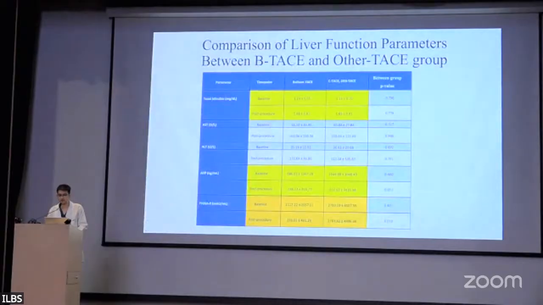Comparing the liver function parameters between these two groups, the AFP in the balloon TACE group was 586 pre-procedure, and at 1 month follow-up was 238, while in the CTACE DEB-TACE group it was 1044 at baseline, and 950 at the post-procedure 1 month follow-up. While the PIVKA, the baseline in the balloon TACE group was 1117 and post-procedure was 236. While in the CTACE DEB-TACE group, it was 2783 and the 1 month follow-up was 1783.